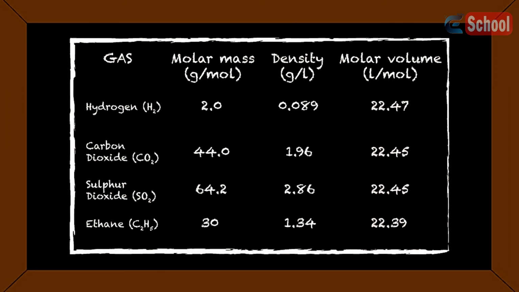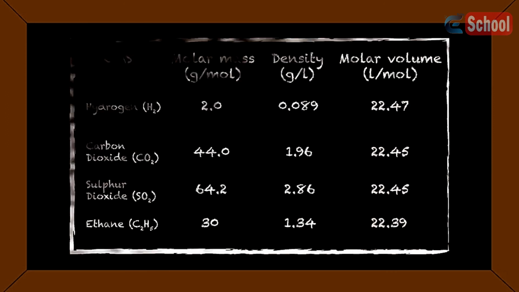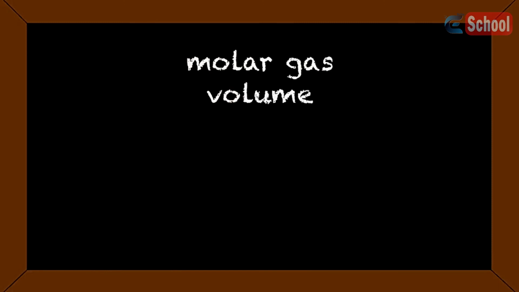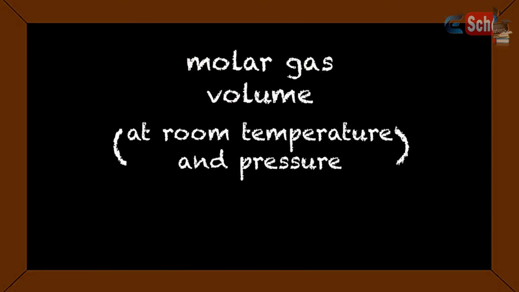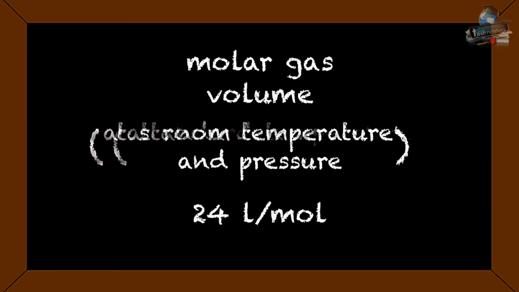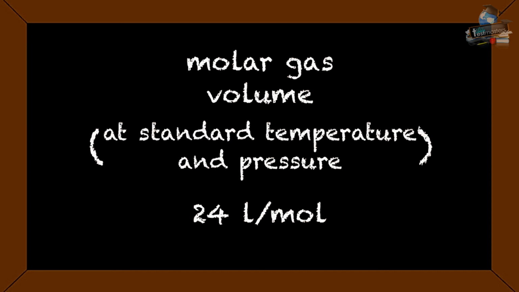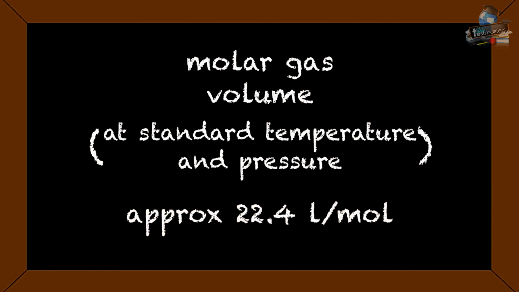Did you get these molar gas volumes right? You have to remember, the molar gas volume of a gas at room temperature and pressure is approximately 24 litres per mole, whereas at standard temperature and pressure it is approximately 22.4 litres per mole. So you would expect your answer to match one of these values.